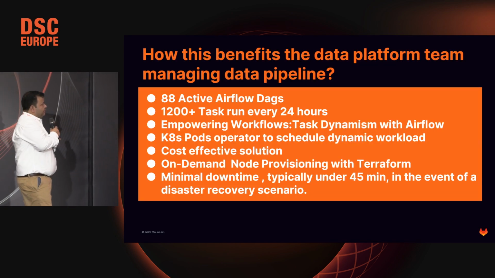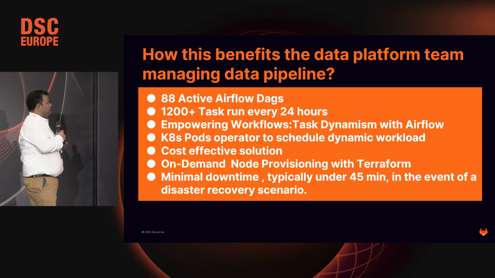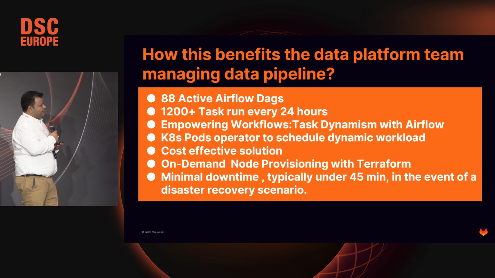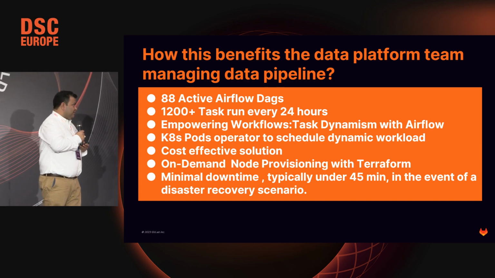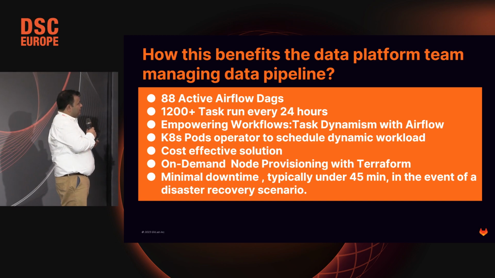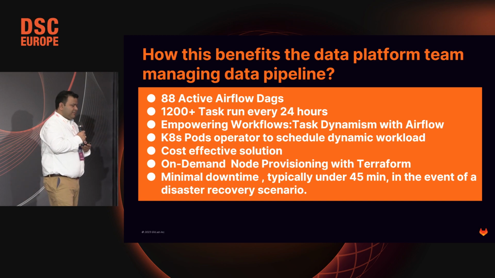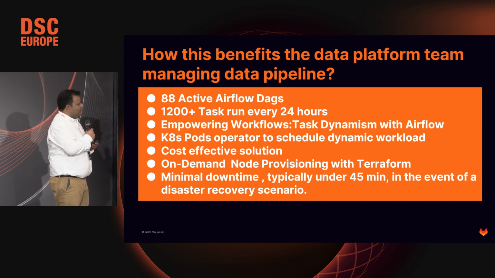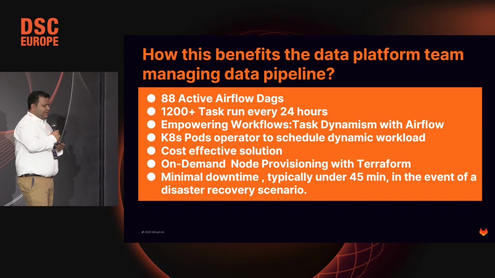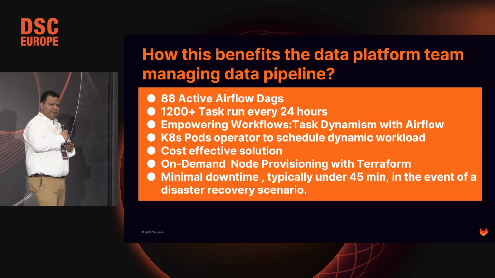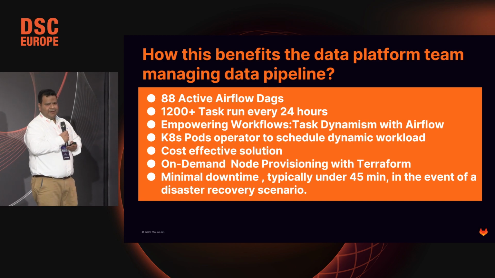So how does this benefit the data platform team managing the data pipeline? We currently have 88 active DAGs. With these 88 DAGs, we are able to run 1,200-plus tasks every 24 hours. This is a huge number, in that there is a DAG which runs 300 tasks for 1.5 hours, and these 300 tasks are nothing but polling a Postgres database with 300 tables.